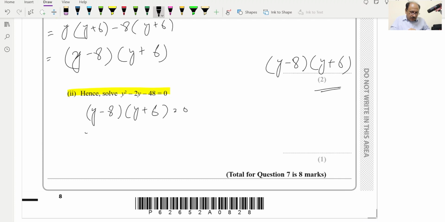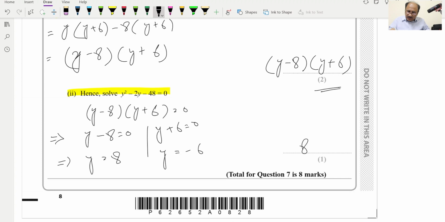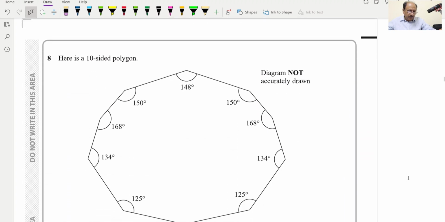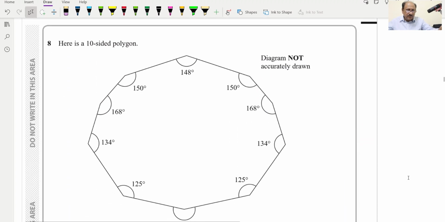So this implies y minus 8 is equal to 0 or y plus 6 is equal to 0. So this implies y is equal to 8 and this implies y is equal to minus 6. So 8 and minus 6 will be the answer for this one. Hopefully you got this.